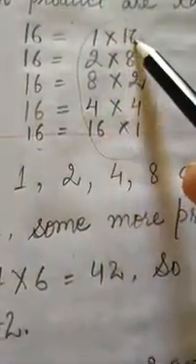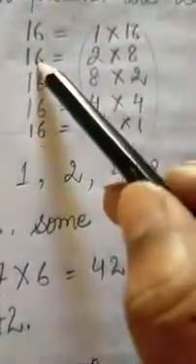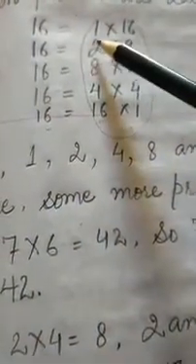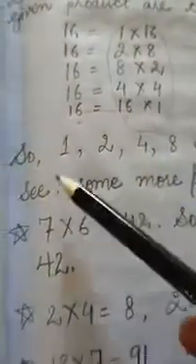Here 16 is equal to 1 multiplied by 16, so 1 and 16 are factors of 16. Here 2 multiplied by 8 is equal to 16, so 2 and 8 are factors of 16. Here again 8 and 2 are factors of 16. And here 4 and 4 are factors of 16. 16 and 1 are factors of 16. When we arrange them, what do we get? We get 1, 2, 4, 8 and 16. These are the factors of 16.